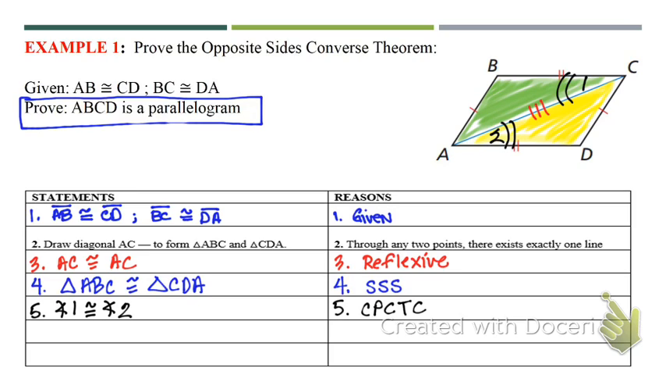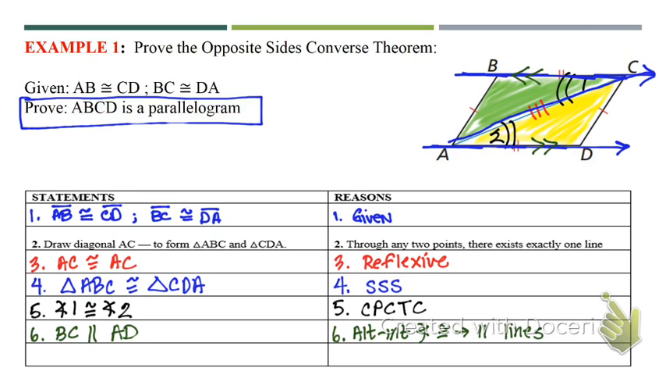So why did I want to show that angle 1 was congruent to angle 2? Well, if you look at my picture, I hope you can see that angle 1 and angle 2 are actually alternate interior angles, right? There's my two lines. And angle 1 and angle 2 are alternate interior angles. So I've just showed that angle 1 and angle 2 are alternate interior angles that are congruent, which means side BC is now parallel to side AD, right? Because alternate interior angles congruent buy me parallel lines.